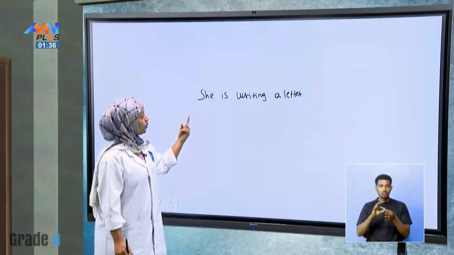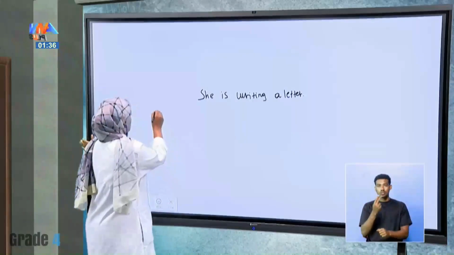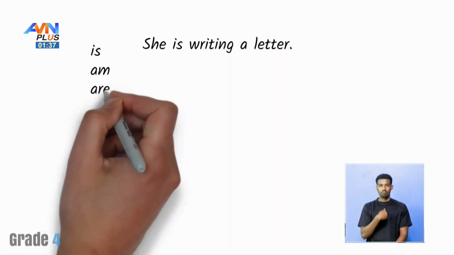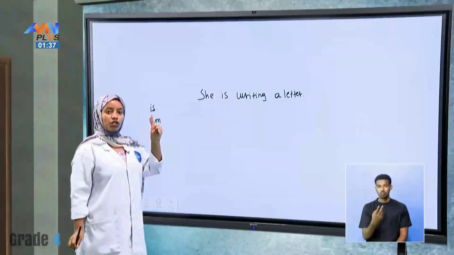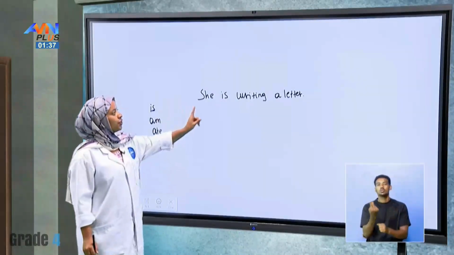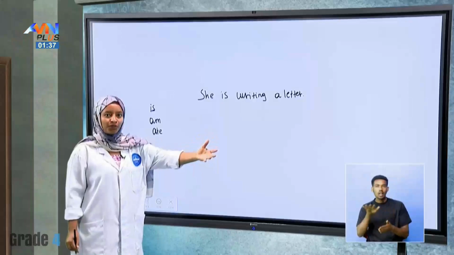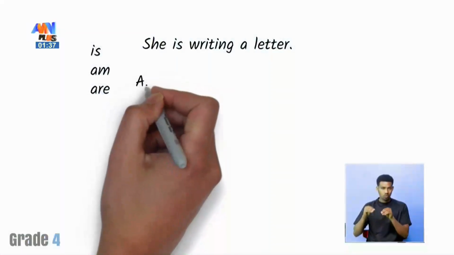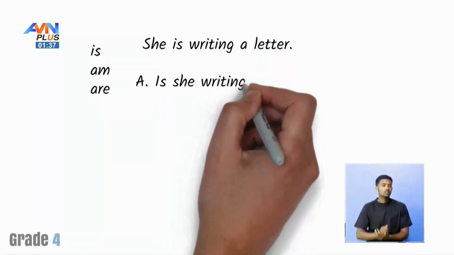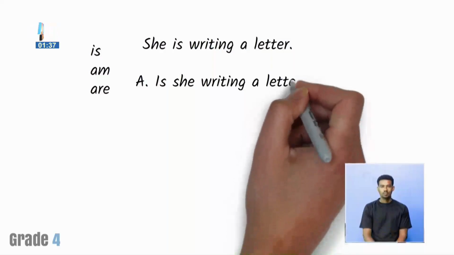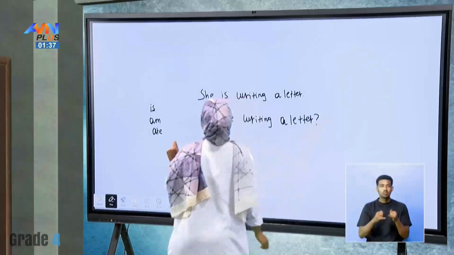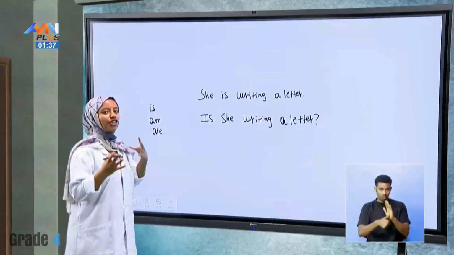To make a question, we can use is and are. For example, she is writing a letter. How are we going to change it? Bravo, students. Is she writing a letter? And at the end, a question mark. Is she writing a letter?